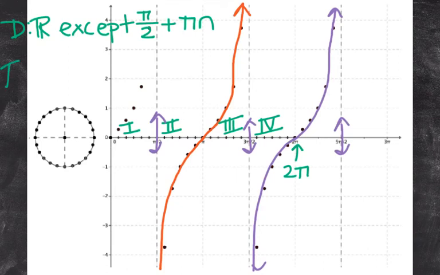And then the range is all real numbers, because just thinking about one of these curves, it's going to start at negative infinity, and it's going to get bigger and bigger until it gets to 0 and then goes up to positive infinity. So the range, the outputs, can be anything.